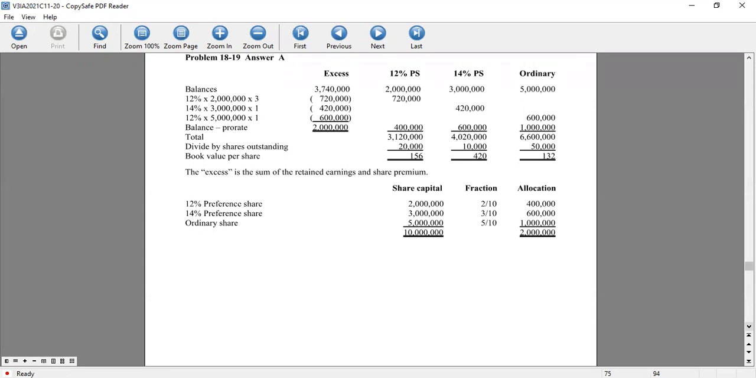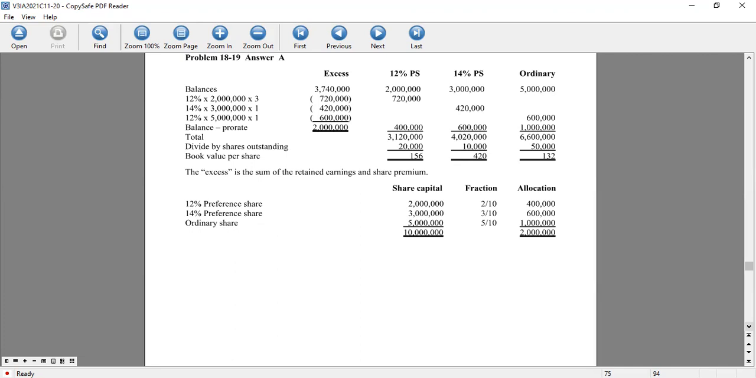For the 14% preference shares, it's non-cumulative, so we only have 1 year, or 420,000, add to preference shares. And 12% multiplied by the ordinary shareholders' equity par of 5 million times 1 year, 600,000.